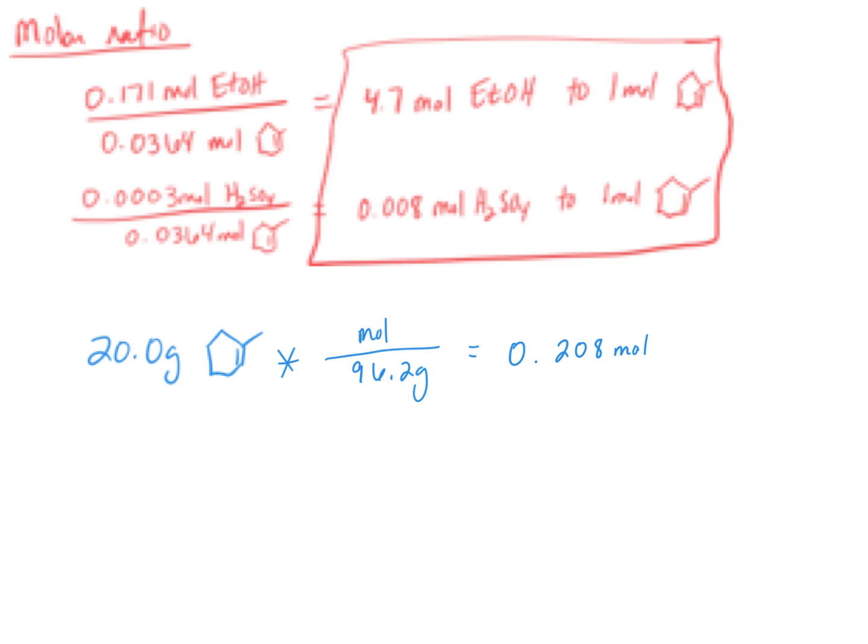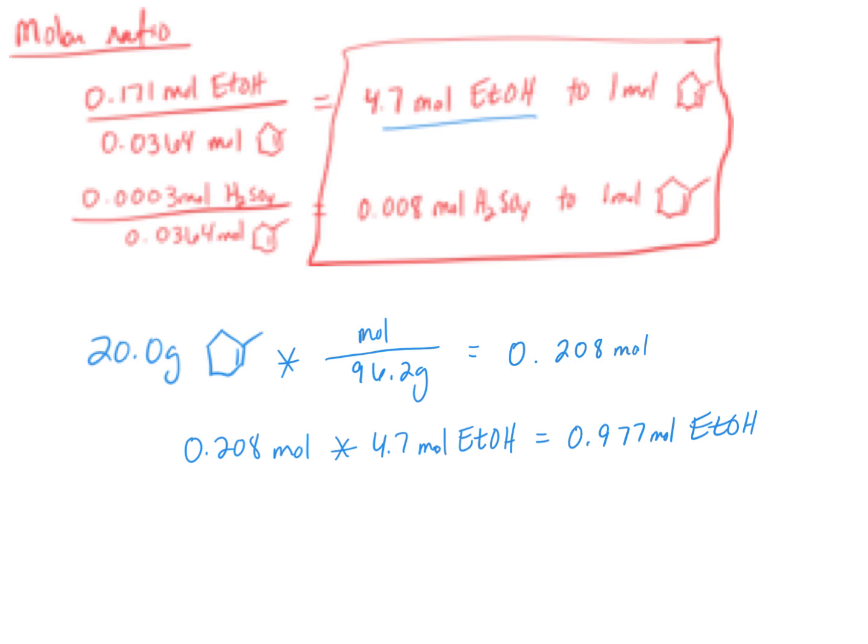ethylcyclohexene. Well, look, I can figure out really easily now how much ethanol I need, because I need 0.208 moles times 4.7 moles of ethanol. That's going to give me 0.977 moles of ethanol, and that's how much I need. Now, do I still have to go back and convert the moles to milliliters again? Yes, I do. But this is how we do this, okay?